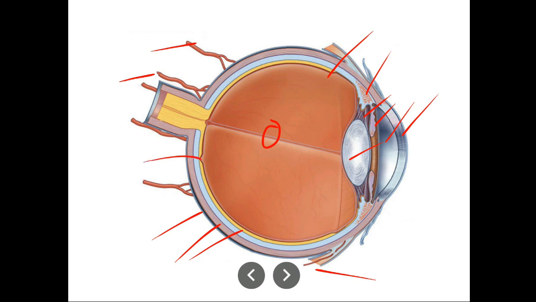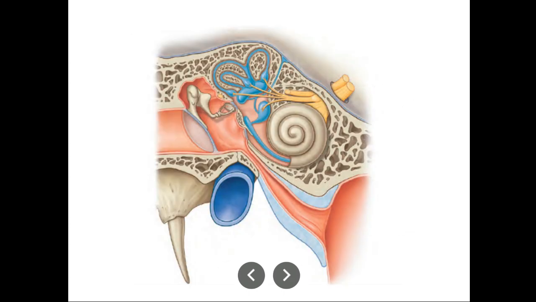This indentation at this place we call the fovea centralis, and this is the passage for the optic nerve here, and here we have the optic disc. So next, let's go to the next picture.